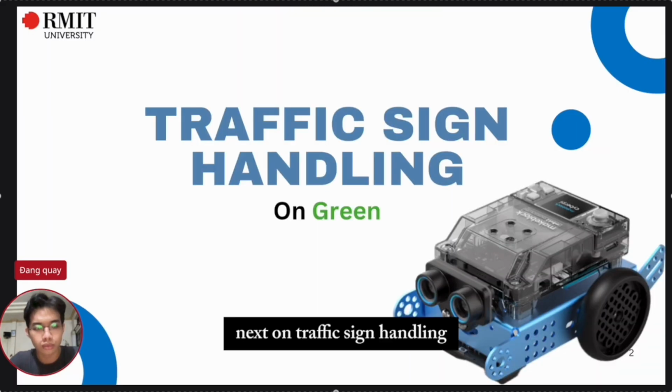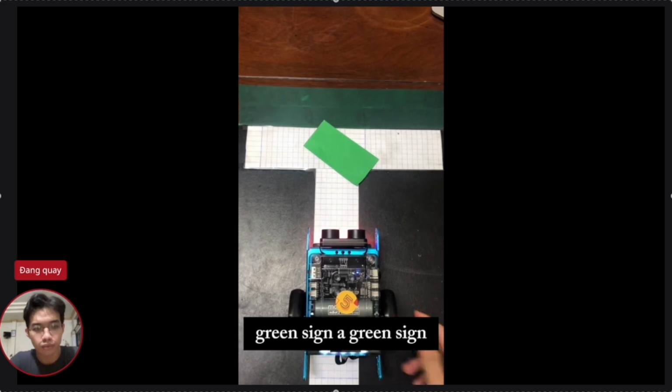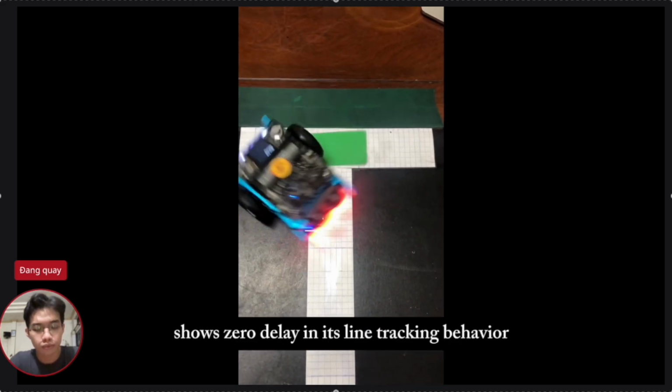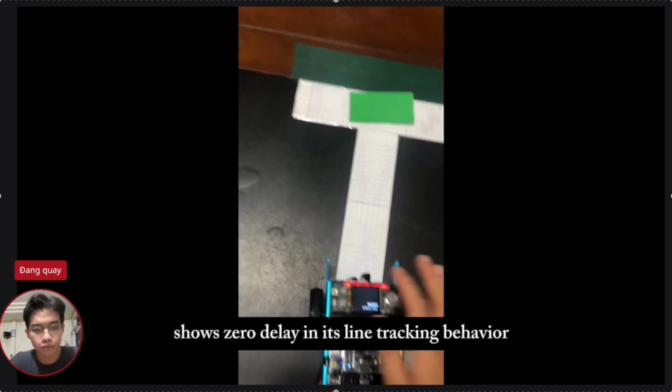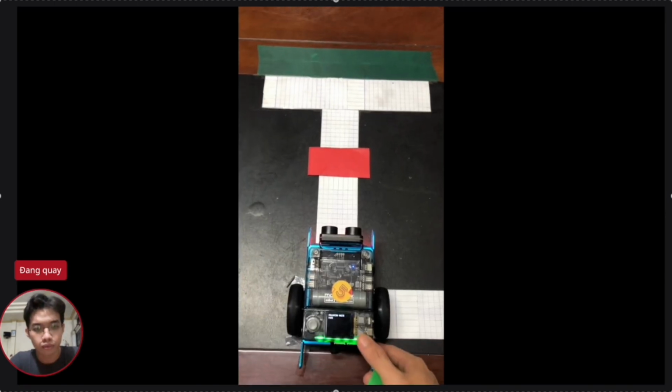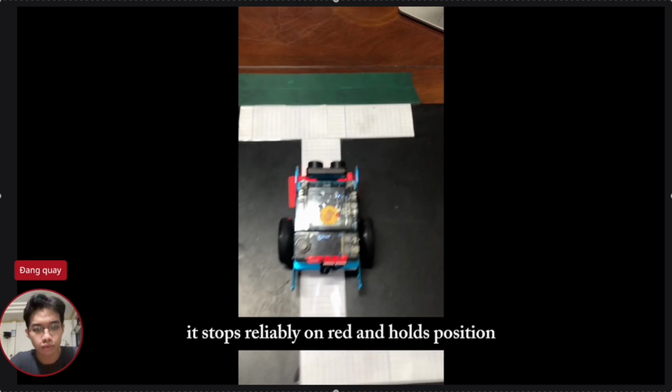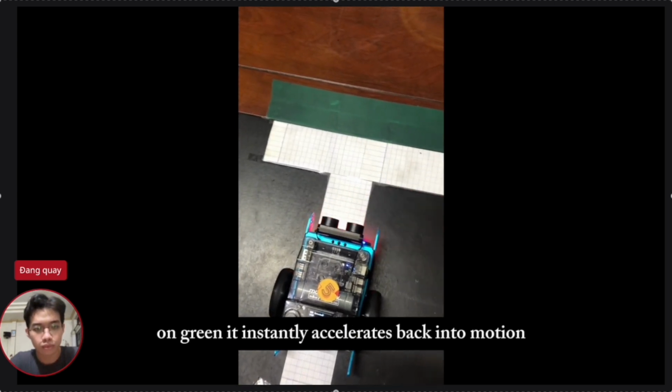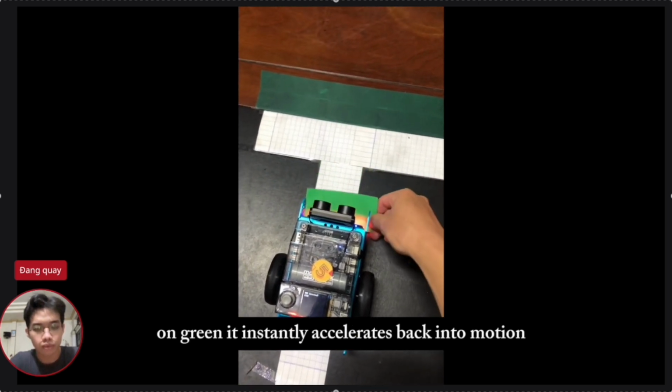Next on, traffic sign handling, green sign. A green sign shows zero delay in its line tracking behavior. Next is red followed by green. It stops reliably on red and holds position. On green, it instantly accelerates back into motion.